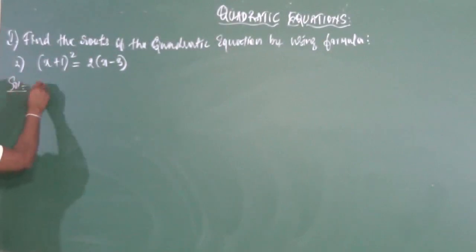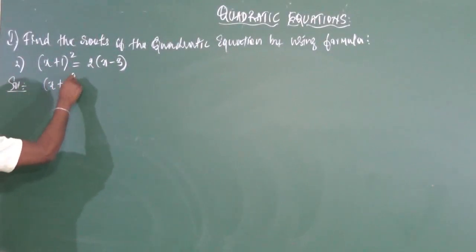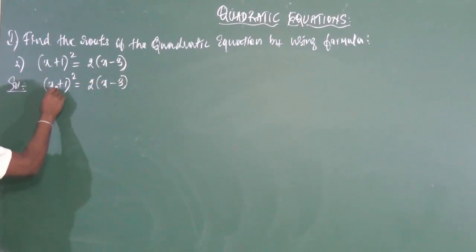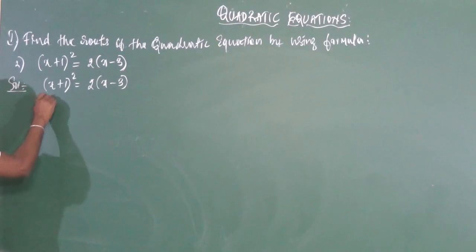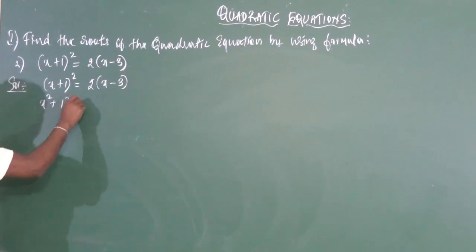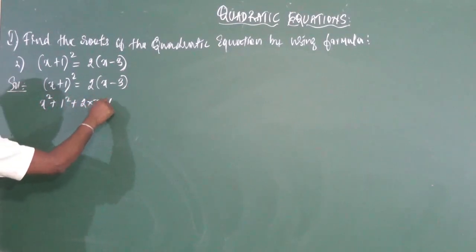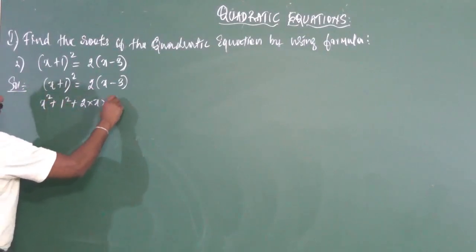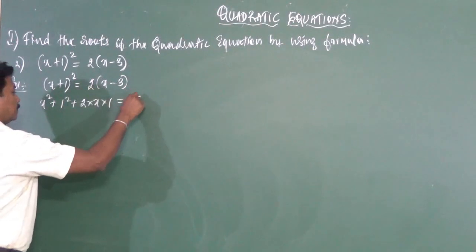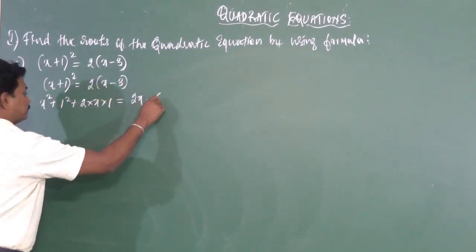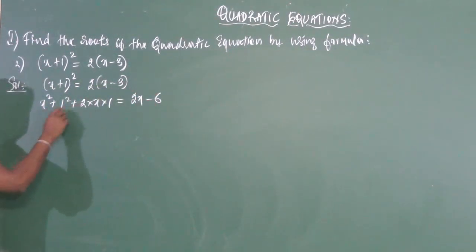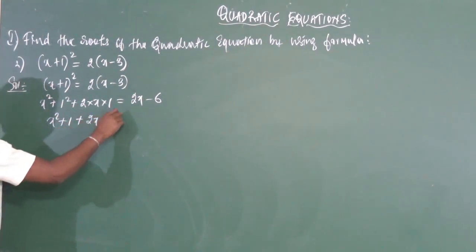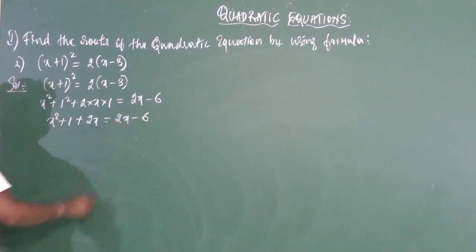(x plus 1) whole square is equal to 2 into (x minus 3). So it is in the form of (a plus b) whole square, which can be written as x square plus 1 square plus 2 into x into 1. That is a square plus b square plus 2ab, is equal to 2 into x, 2x, 2 into minus 3, minus 6. Okay. So let us simplify this. x square plus 1 plus 2x is equal to 2x minus 6.